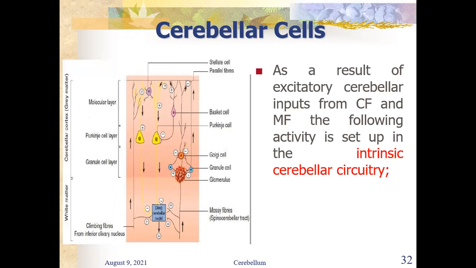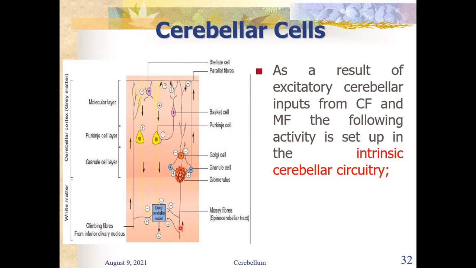So as a result of mossy and climbing fibers being the main excitatory inputs, you can see mossy fibers coming in there. We have mossy fibers bringing impulses from proprioceptors, from the vestibular nuclei, from the pontine nucleus, and we have climbing fibers coming from the inferior olivary nucleus in the medulla. The mossy fibers bring impulses via the spinocerebellar tract. Remember, the spinocerebellar tract is one of the ascending sensory tracts.